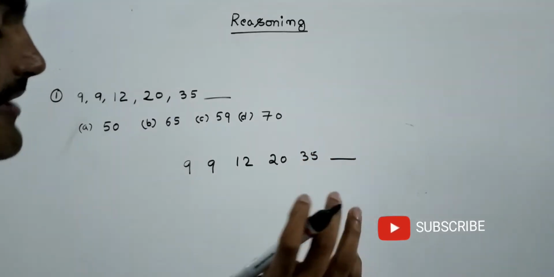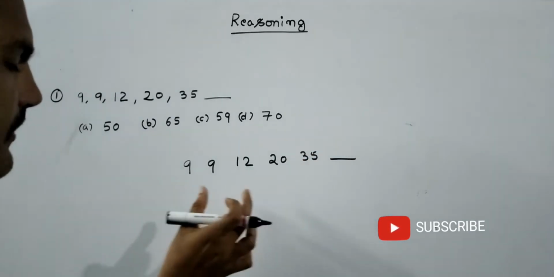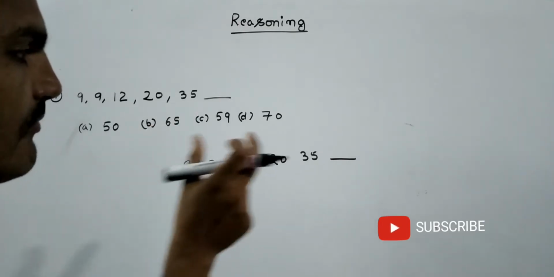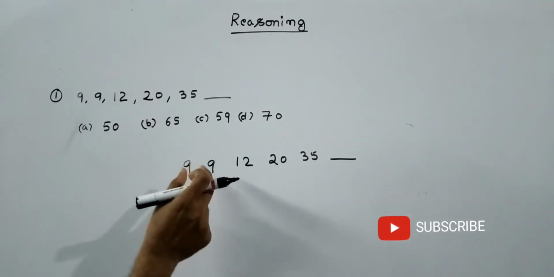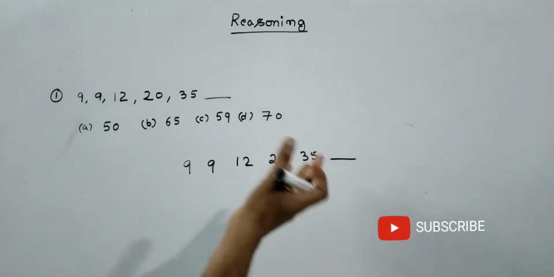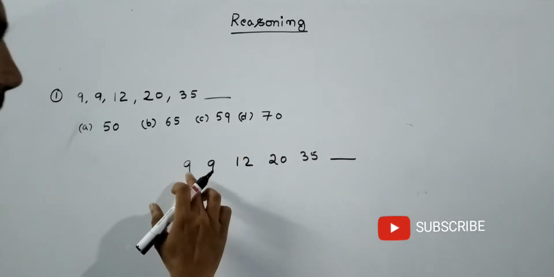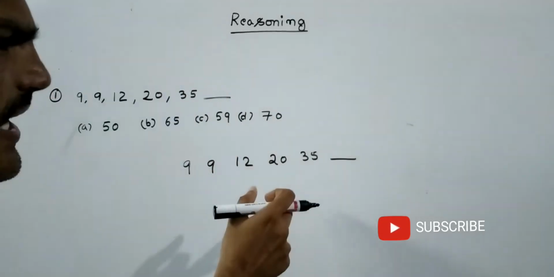See friends, in the previous sessions I told you, observe whether the difference is more or less. Here the difference is very less, then it may be addition or subtraction. Here the number is increasing, so it should be an addition.